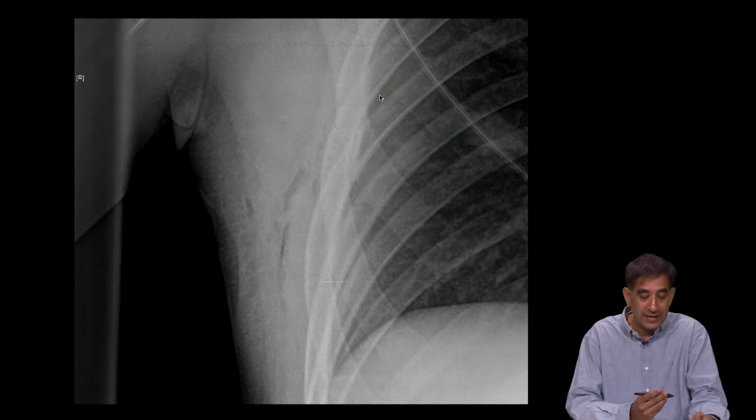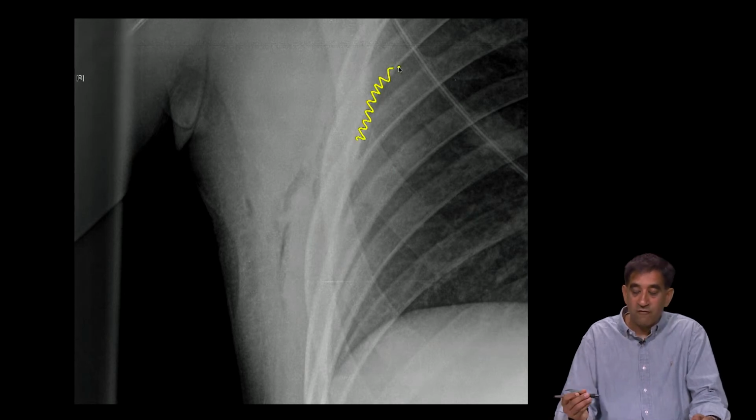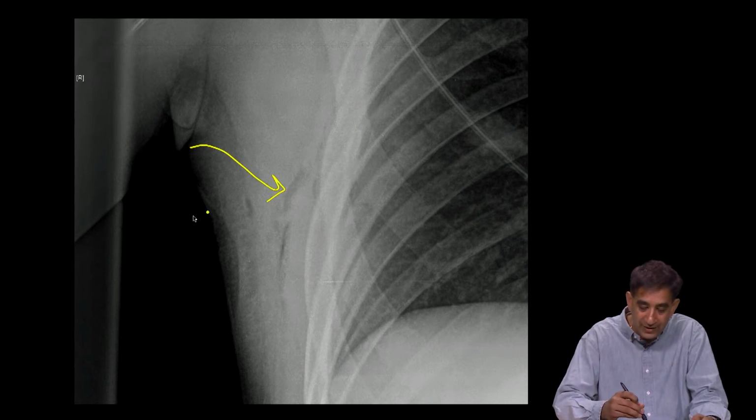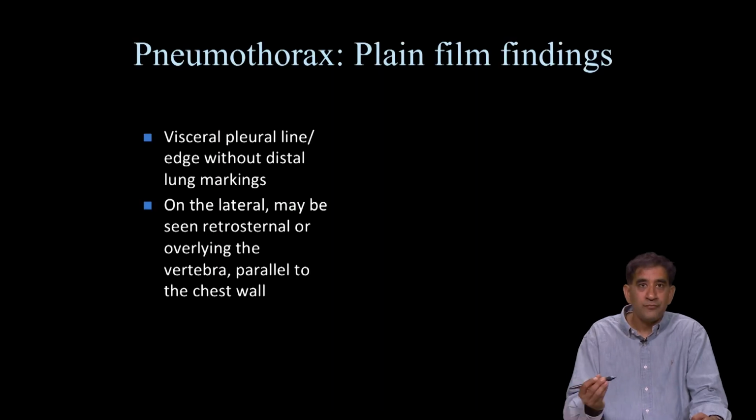And the reason for that is because there is air trapped right here from the pneumothorax. And the only clue to it originally is this black stuff in the soft tissues, which is air in the soft tissues as a result of the pneumothorax. So what are the plain film findings in a pneumothorax?